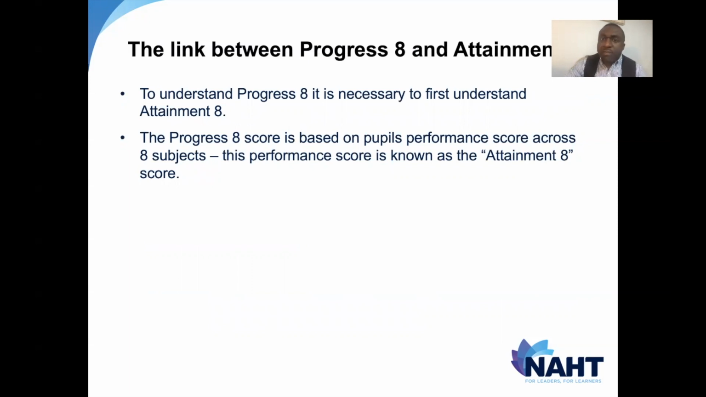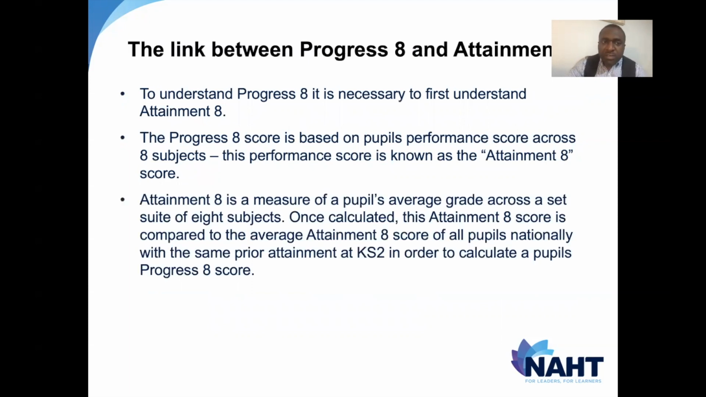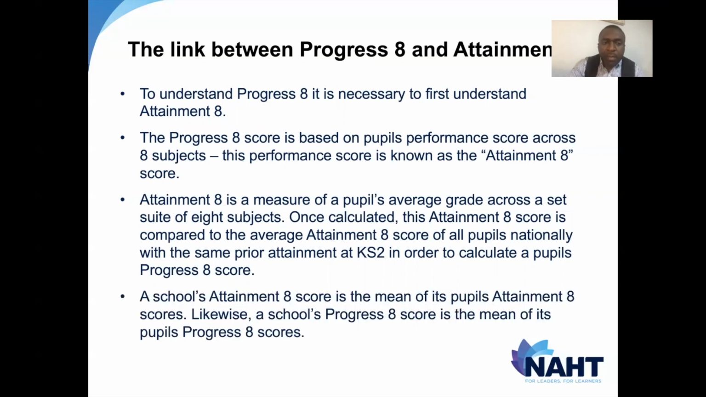The Progress 8 is based on pupils' performance across 8 subjects. Attainment 8 is a measure of pupils' average grade across a set of 8 subjects. So once you arrive at a particular student's Attainment 8, which is what the kids have gotten from their results collected from these 8 subjects, you will be able to then go back and calculate their Progress 8. So let's look at it. A school's attainment score is the mean of its Attainment 8 scores. So that will then give you the school's Progress 8.